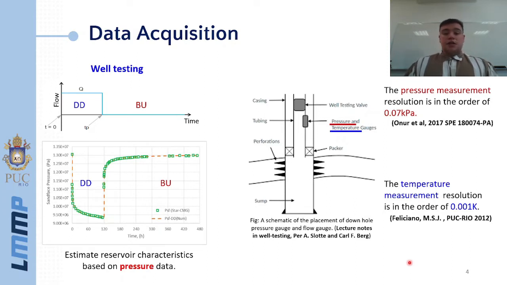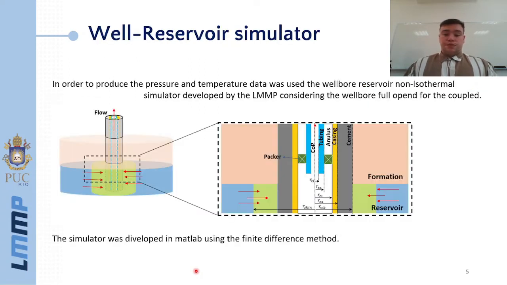And to obtain this data, the well test is commonly made. The well test consists of obtaining pressure and temperature data from the wellbore after a successive process of opening and closing the production valve, known as drawdown and build-up respectively. Despite having both data available and with good resolutions, commonly only pressure data are used to make the reservoir characterization.